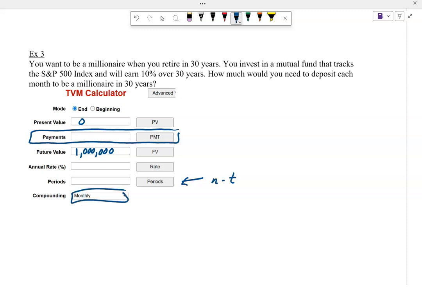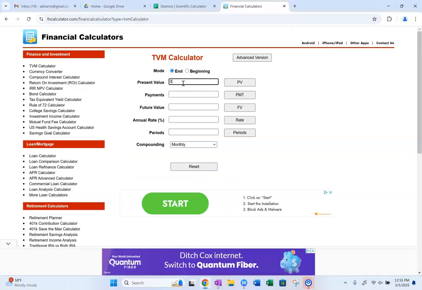This is N times T. 12 payments over 30 years. So that's 360 periods, 360 payments there. We're going to track the S&P 500, which averages 10%. So we'll put a 10 in there. Let's pull up our calculator and see what kind of payment that'll require every month to be a millionaire in 30 years. So 0 up front.